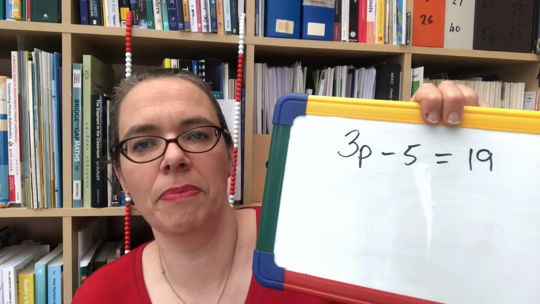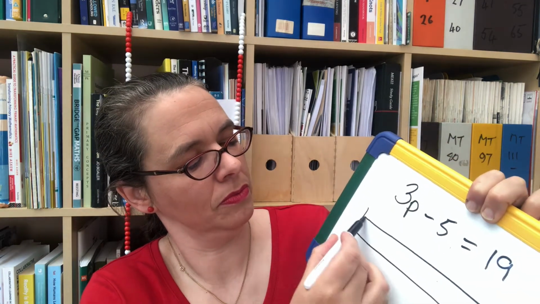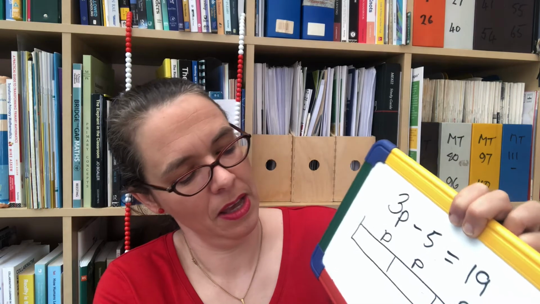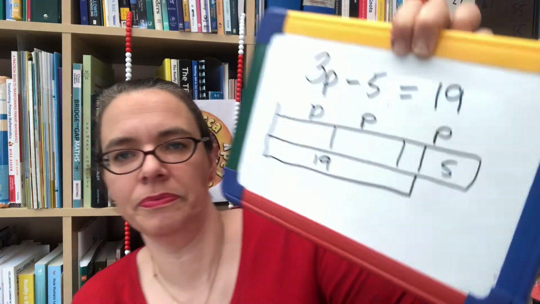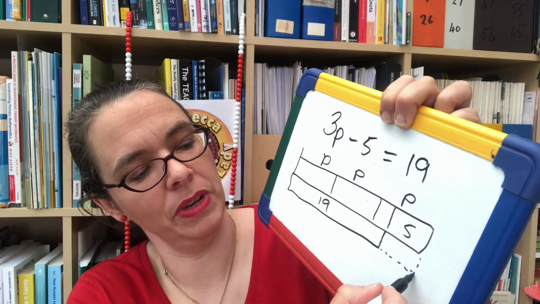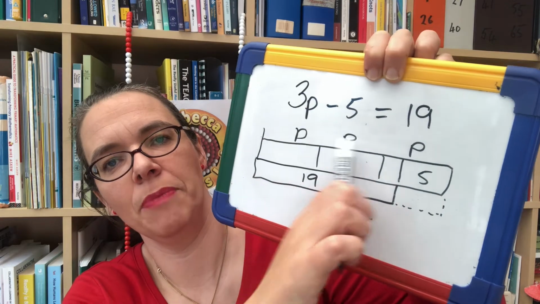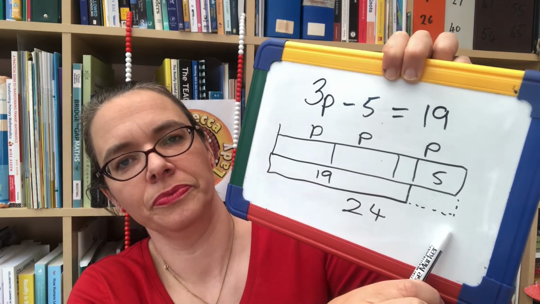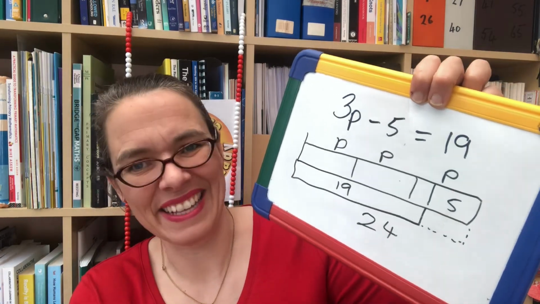So try this one. 3p subtract 5 is 19. So we've got 3 p's and a 5 missing. So that's going to be 5. That's going to be p, p, p. And 3 p's with a 5 missing is going to be 19. Therefore, if we add that 5 back on, we get 24. So 3 p's are 24. P add p add p is 24. And if 3 p's are 24, p must be 8.